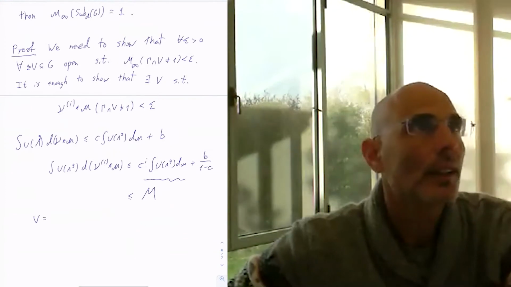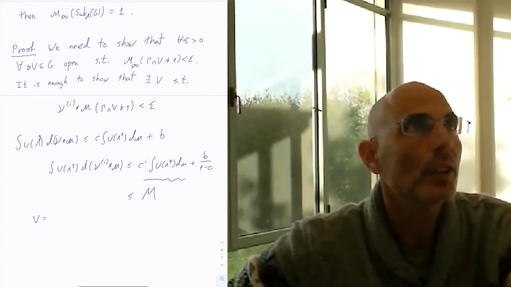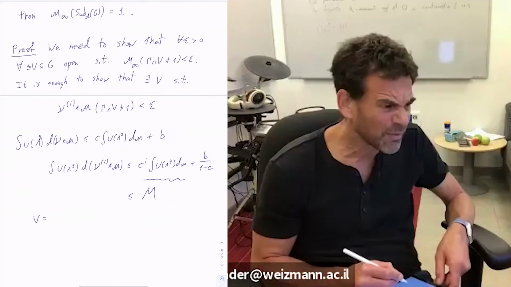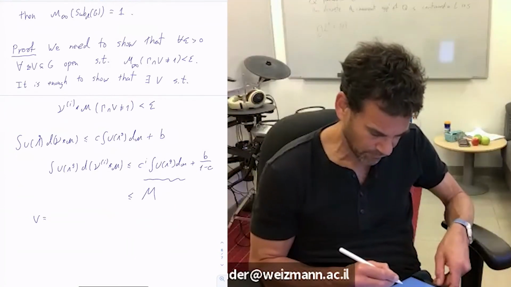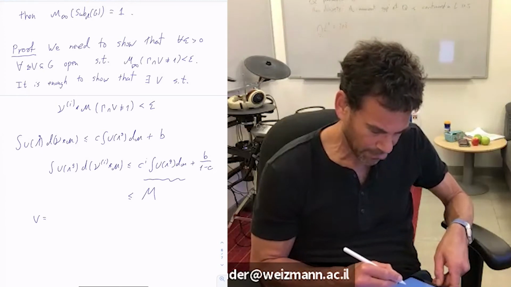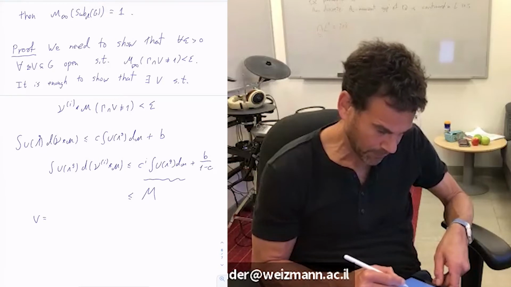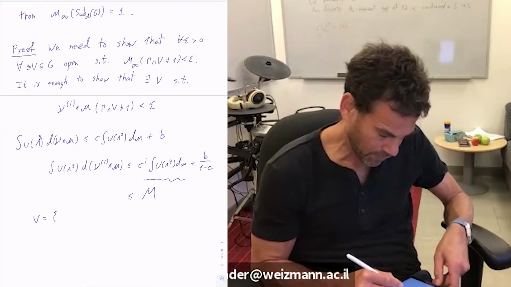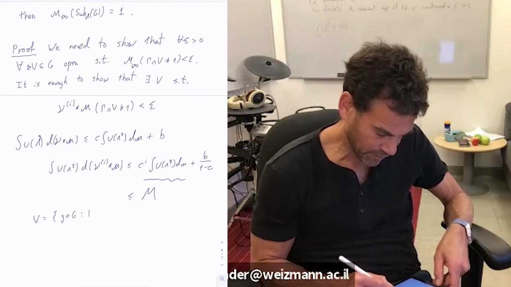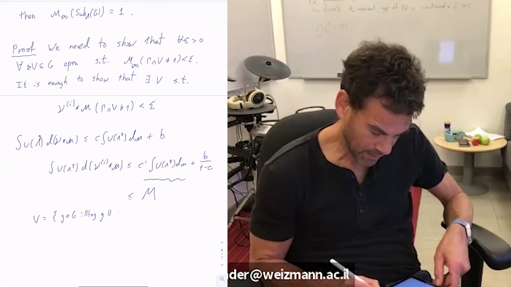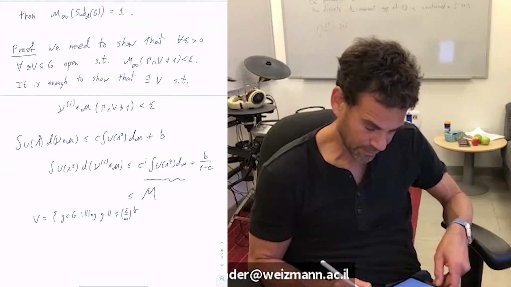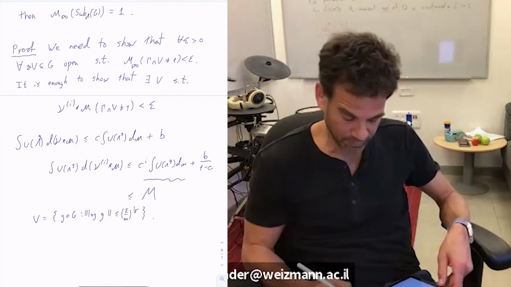I mean, before you proceed, can I say something about this proof? Yeah, but let me just write what V is. V will be the set of all g in G such that the norm of log g is smaller than epsilon over m to the power 1 minus 1 over delta. Yes, and this will work.